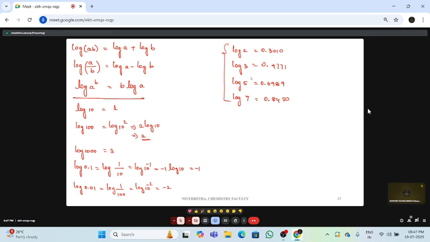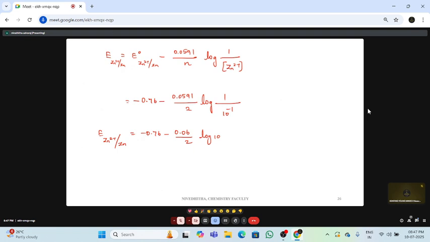You can find log, you can find anti-log. If the value is so complicated, we can also solve it just by memorizing these four values and these formulas. And in future, I'll teach you how to do that also. And let's come to this problem.